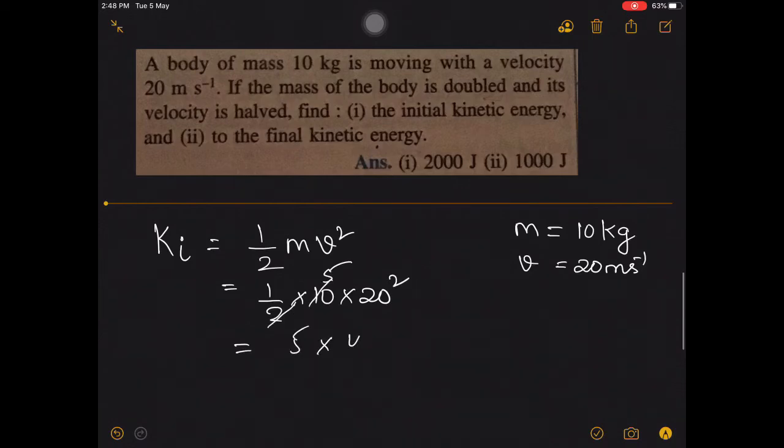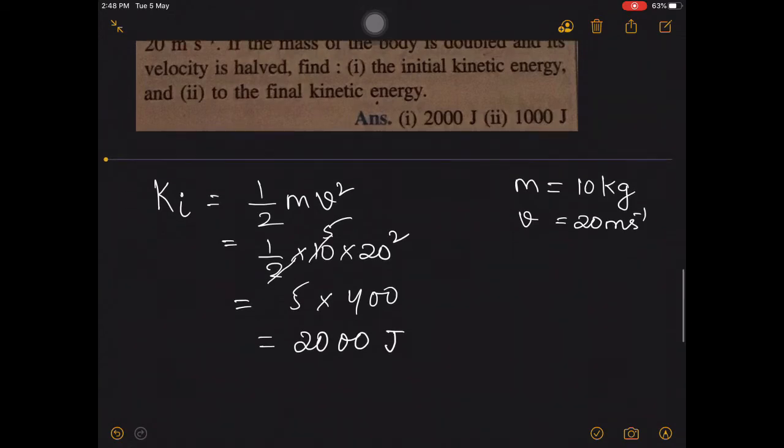5 into 400, which is 2000 joule. So kinetic energy is 2000 joule initially. Second part, find the final kinetic energy. Now in case of final kinetic energy, the mass of the body is doubled and velocity is halved.